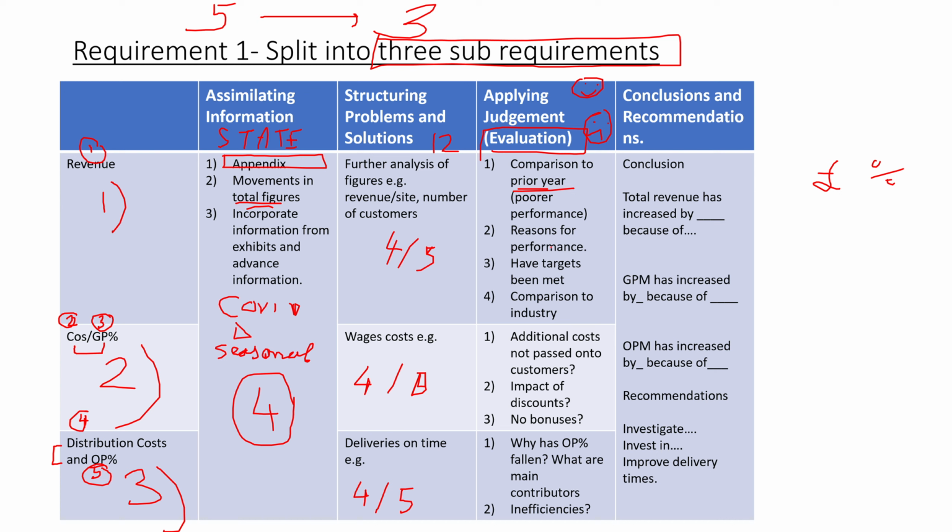You need to understand the reasons for the performance in revenue. Why has it gone up or gone down? Is it because of a particular category of good? Easy marks you can get in revenue are understanding, have the targets been met, and how does the revenue compare to industry standards? Okay, so you can get at least 3 marks. Premeditate that you can get these 3 marks, okay?